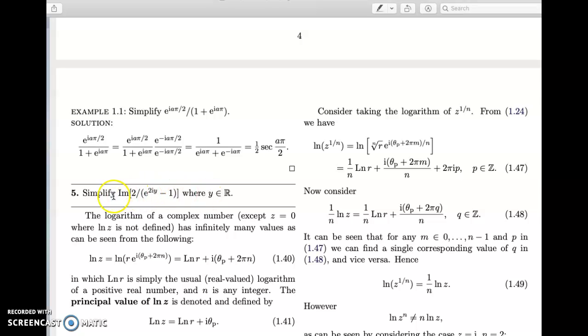Right, so now you can actually do question 5. Since question 5 comes immediately after this example 1.1, you can probably guess that you should use a similar technique to solve this problem here. Okay, so that will do for now.